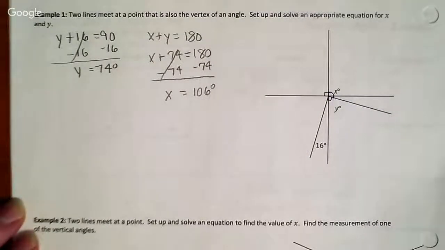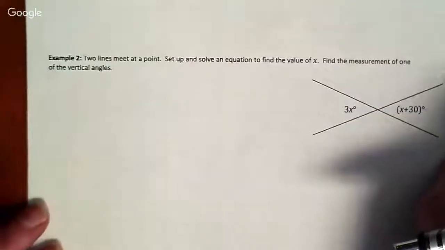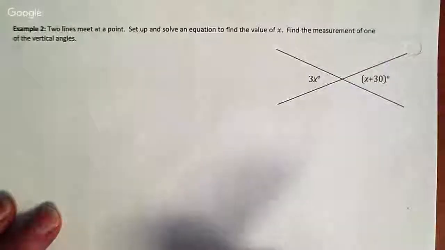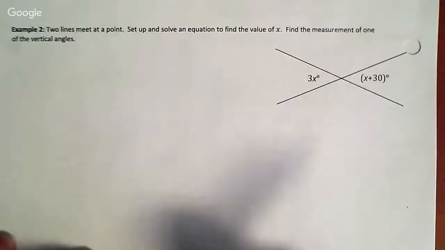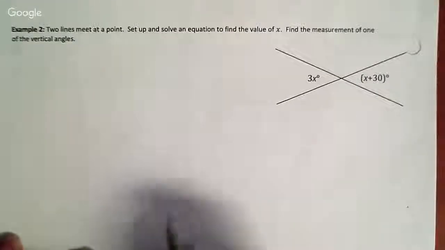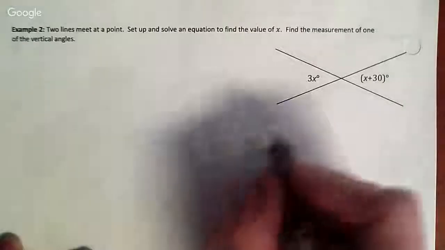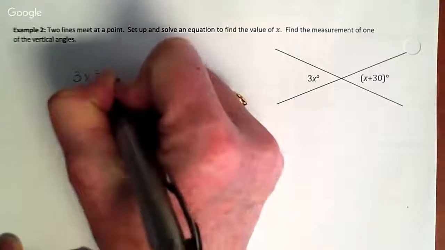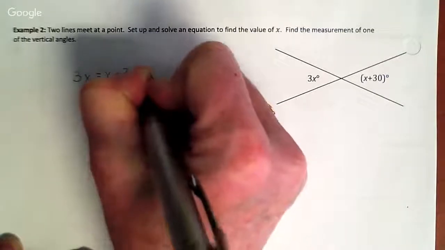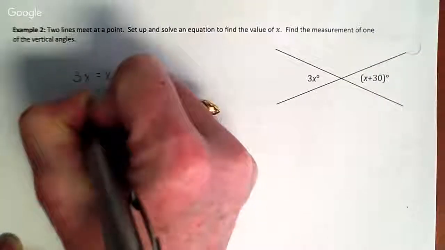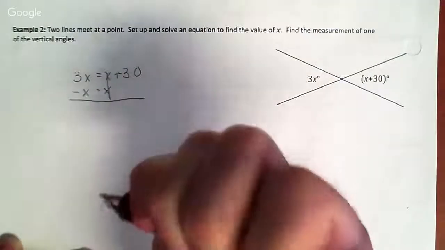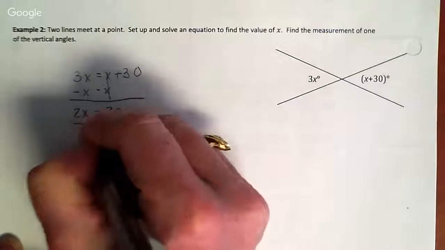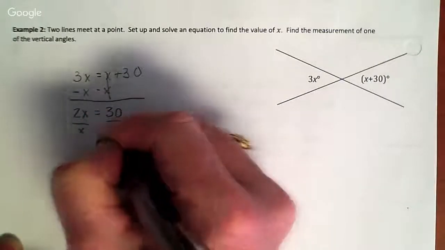Our next example, example 2. I'm going to move this over just a little bit here. We have vertical angles, and it says two lines meet at a point. Set up and solve an equation to find the value of x. Find the measurement of one of the vertical angles. So here we can set them equal to one another. So 3x equals x plus 30. Subtract x from both sides. So now we have 2x equals 30.